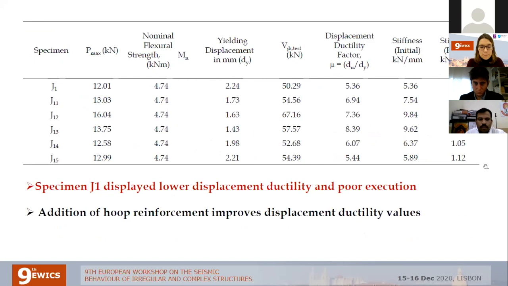Specimen J1 displayed lower displacement ductility and poor performance as no confining reinforcement is provided in the beam section. The addition of the hoop reinforcement improves displacement ductility values as compared to J1. So it is very clear from this table.